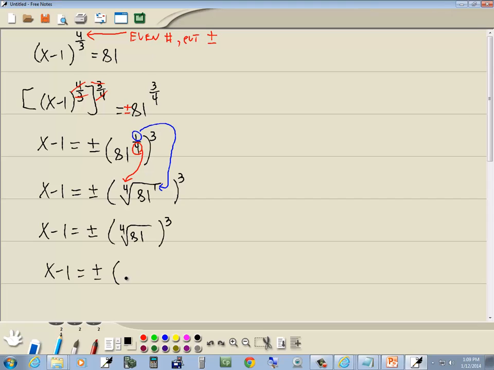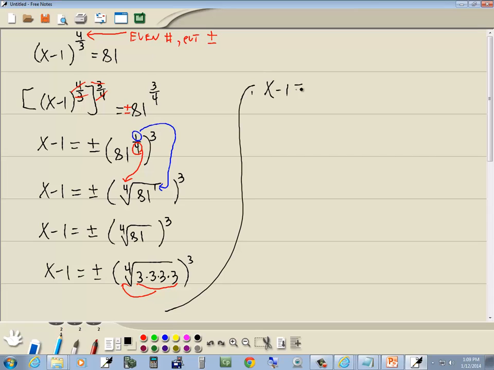Now I can break 81 down. 81 is 3 times 3 times 3 times 3. It's four 3's. Now our index is 4, which means looking for a set of 4 of something. Well, here's four 3's. Those four 3's are going to come out in front as a single 3. So we've got x minus 1 is equal to plus or minus 3 to the 3rd power. Now the radical disappears since I took everything out of it, and that 3rd power just carries along.